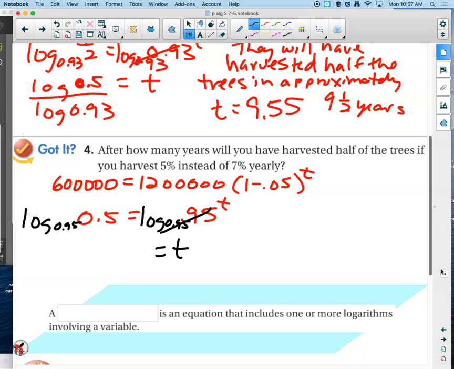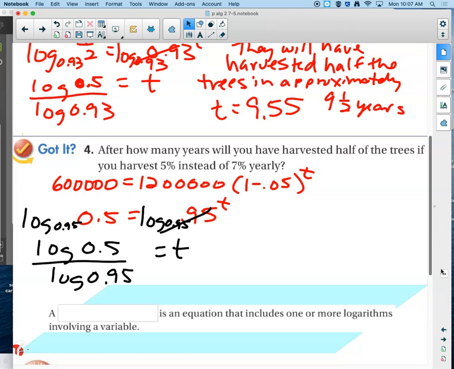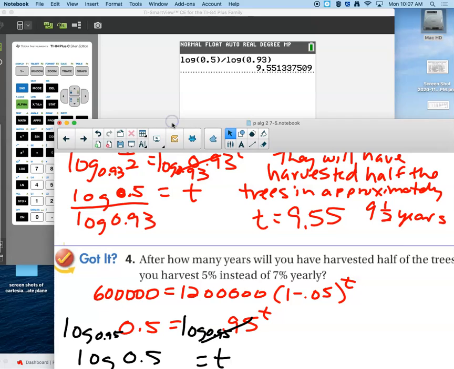These will cancel, and then we can use the change of base formula on the left-hand side. So logarithm of the larger number that we're trying to evaluate over the logarithm of the base. Because when I say large and small, I mean size. I don't mean value. This one is written bigger, the number that we're trying to evaluate. So log 0.5 over log 0.95.